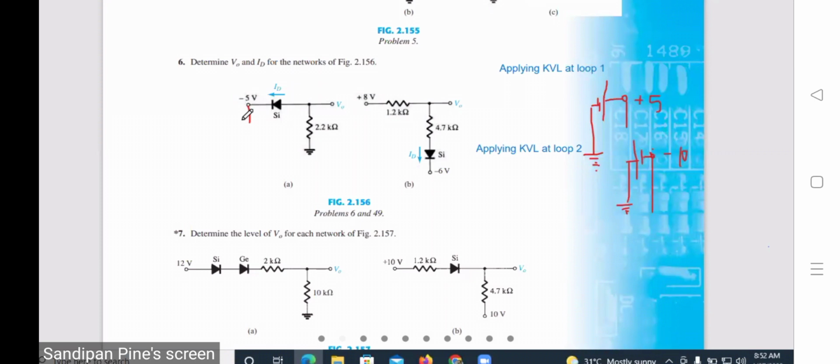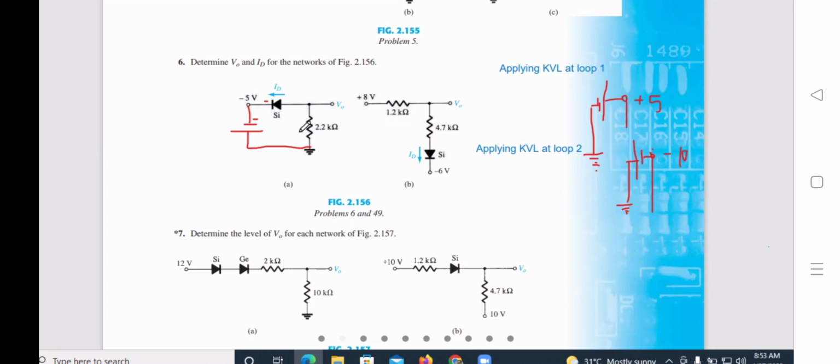Minus pin of the battery is connected here, plus pin is grounded. So plus pin is connected to ground. So you can see now the circuit is closed loop. So in this circuit you have to find out ID and VO. So ID is current through diode, VO here where they have given across the resistance. So you can see minus pin of diode is connected to the minus of battery. That means forward bias. So diode is on.